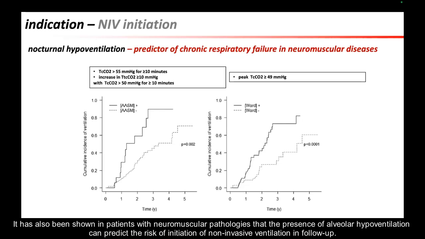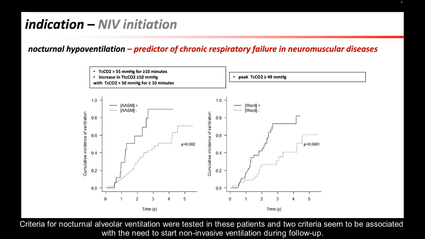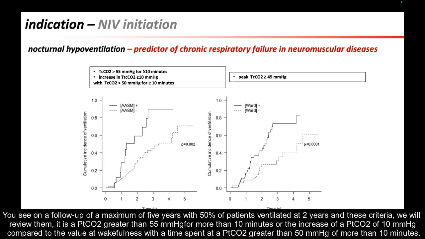It has also been shown in patients with neuromuscular pathologies that the presence of alveolar hypoventilation can predict the risk of initiation of non-invasive ventilation in follow-up. Criteria for nocturnal alveolar hypoventilation were tested in these patients, and 2 criteria seem to be associated with the need to start non-invasive ventilation during follow-up. You see, on a follow-up of a maximum of 5 years, with 50% of patients ventilated at 2 years, and these criteria, we will review them.